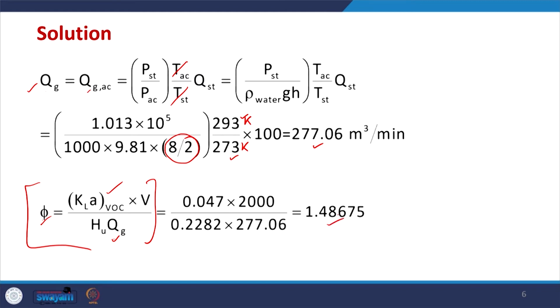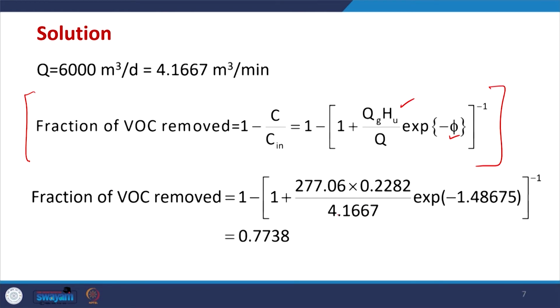This is given here, and thereafter the flow rate is given in meter cube per day. We have to change it into meter cube per minute so that appropriate units are taken, and overall if you put all the values Q g, H u, psi etc., we get to solve and we find that 77% or 0.77 fraction of the total VOC will get removed in the diffused aeration case.